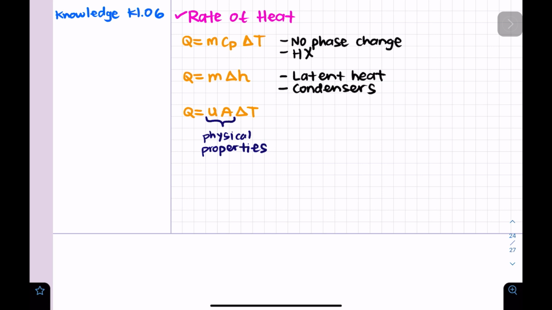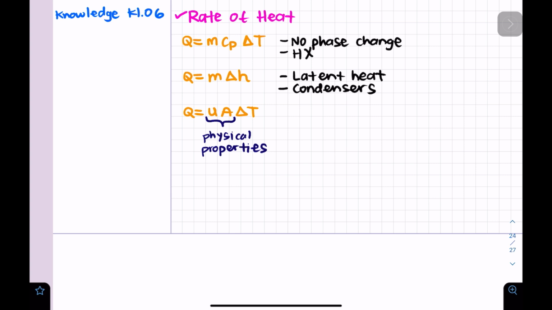So this formula, we have seen this before. We use this formula when we don't have a phase change, and we usually use it for sensible heat, because there's no phase change. And we usually get to use this one when we have problems with heat exchangers. We will use this one all the time. When we review the heat exchanger problems, we're going to use this one a lot.